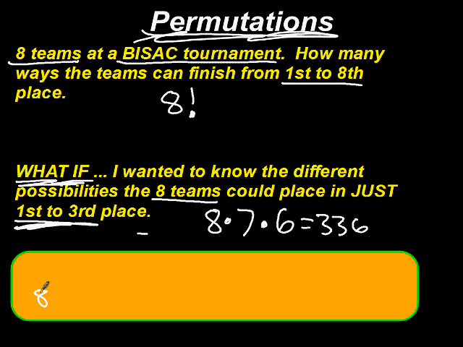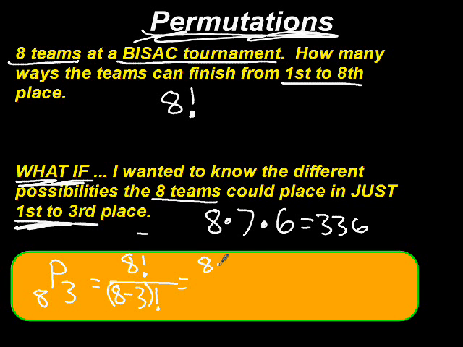Okay, but let's develop a formula here that we like to call a permutation. Let's say I have the 8 teams, and I have a permutation, and I choose 3. We read this 8 choose 3, or we take 8 different choices 3 at a time. Okay, so that really means 8 factorial divided by 8 minus 3 factorial.